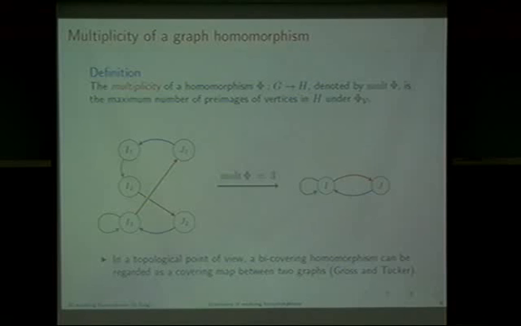From a topological point of view, finding all bi-covering homomorphisms to a graph corresponds to finding all covering spaces which have finite sheets. This approach was first observed by Gross and Tucker, and motivated by this result, we want to investigate the extension property of bi-resolving graph homomorphisms.